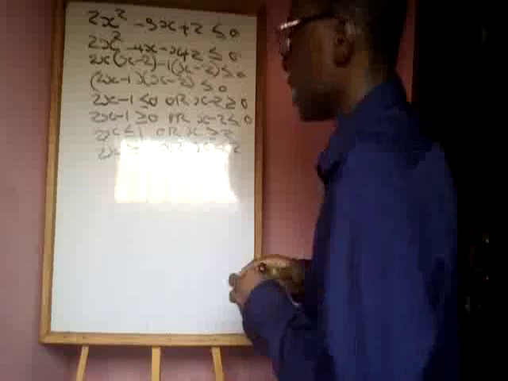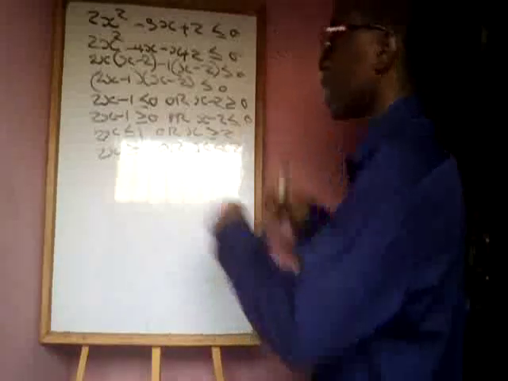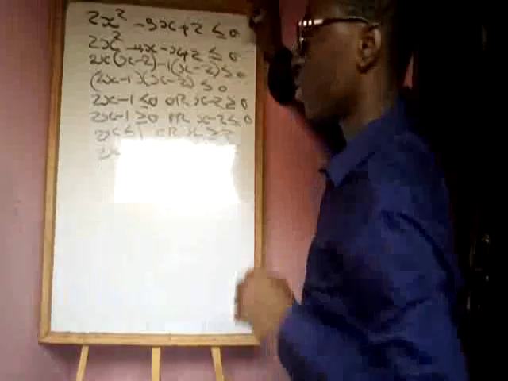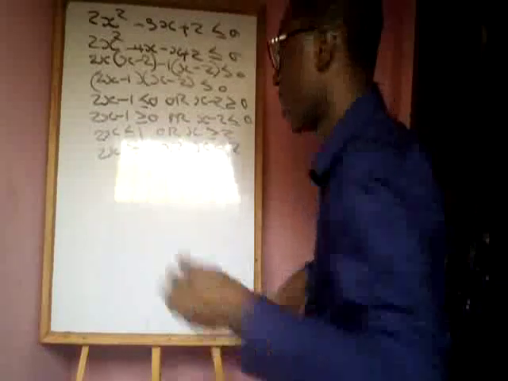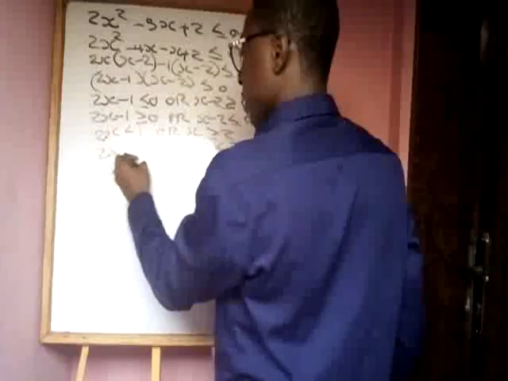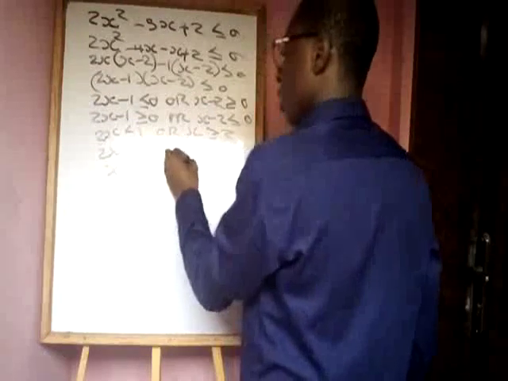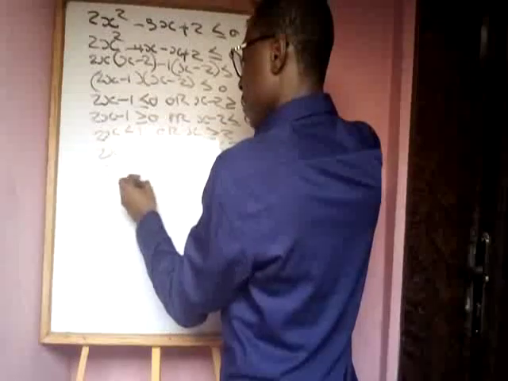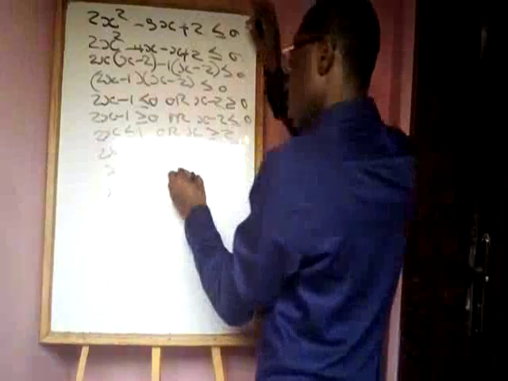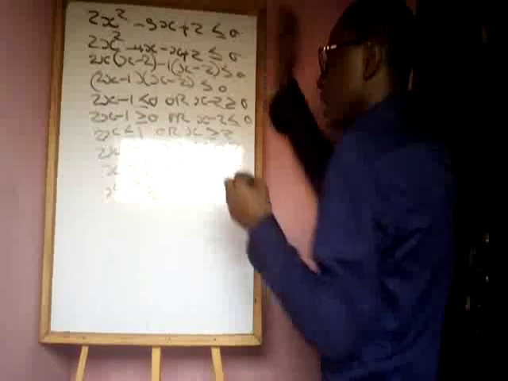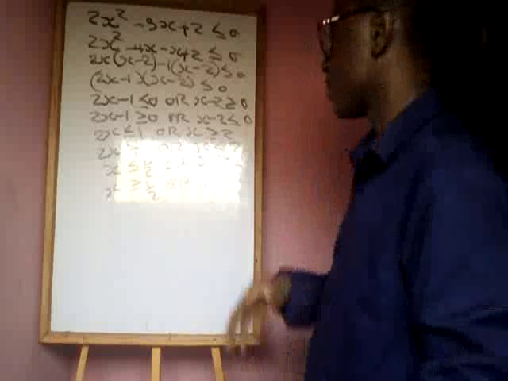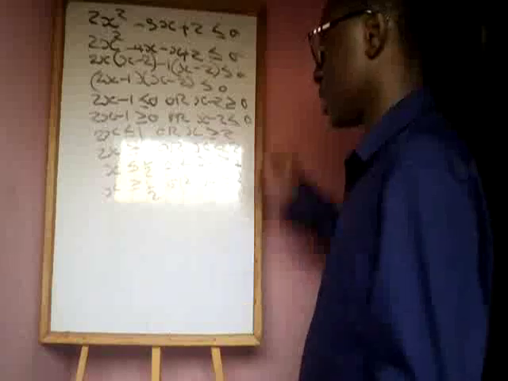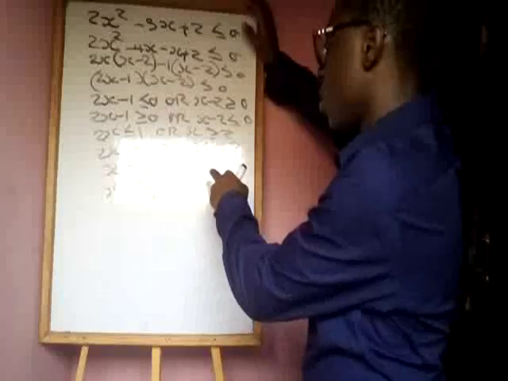Now we are going to pick from these cases. If 2x is less than or equal to 1, that means x is less than or equal to 1 over 2, and x is greater than or equal to 2. Then we also have x is greater than or equal to 1 over 2 and x is less than or equal to 2. Now, which of these satisfies the inequality?